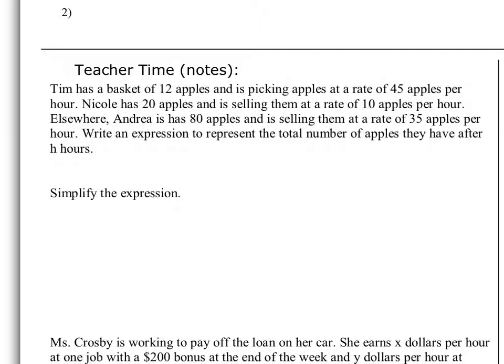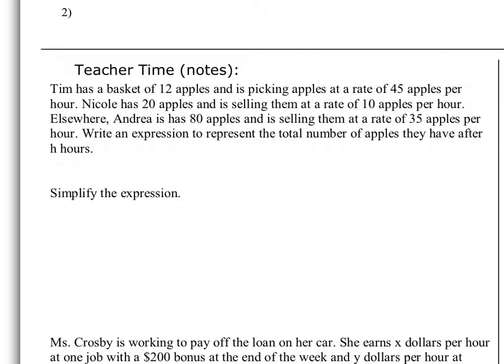Okay? All right, so this first one says, Tim has a basket of 12 apples and is picking apples at a rate of 45 apples per hour. Nicole has 20 apples and is selling them at a rate of 10 apples per hour. Elsewhere, Andrea has 80 apples and is selling them at a rate of 35 apples per hour. Write an expression to represent the total number of apples they have after H hours.